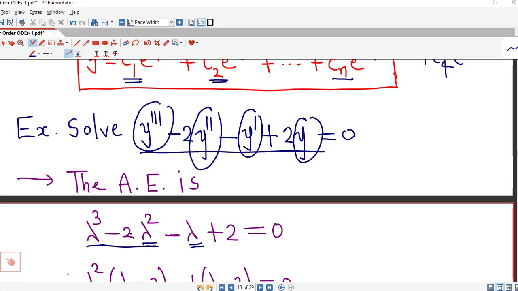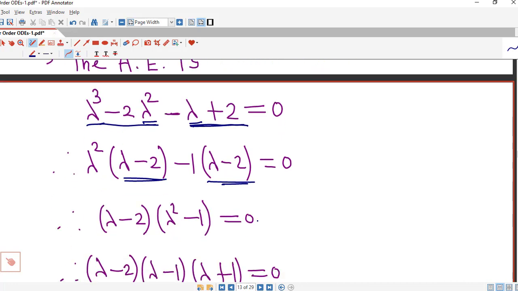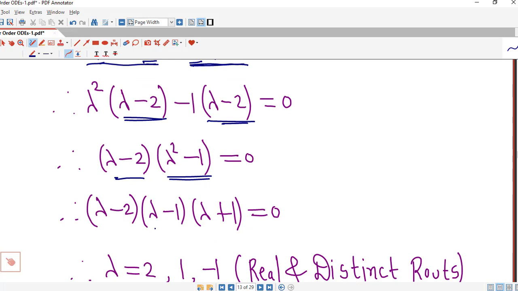Here we can take lambda square common, and here we can take minus 1 common. So lambda square times lambda minus 2, and if we take minus 1 common here, we will have lambda minus 2 in the bracket. Now we take lambda minus 2 common, and we have lambda minus 2 times lambda square minus 1 equal to 0. Lambda square minus 1 is replaced by lambda minus 1 into lambda plus 1.